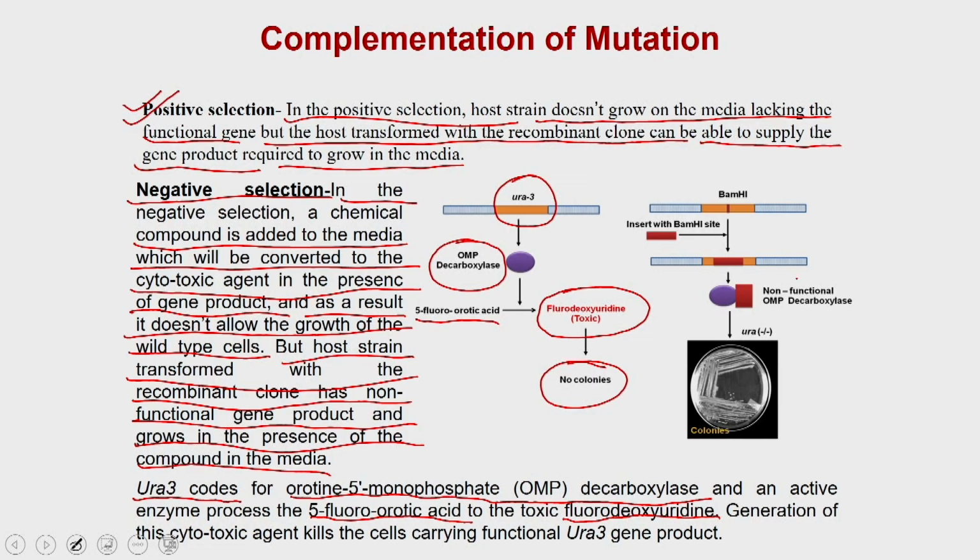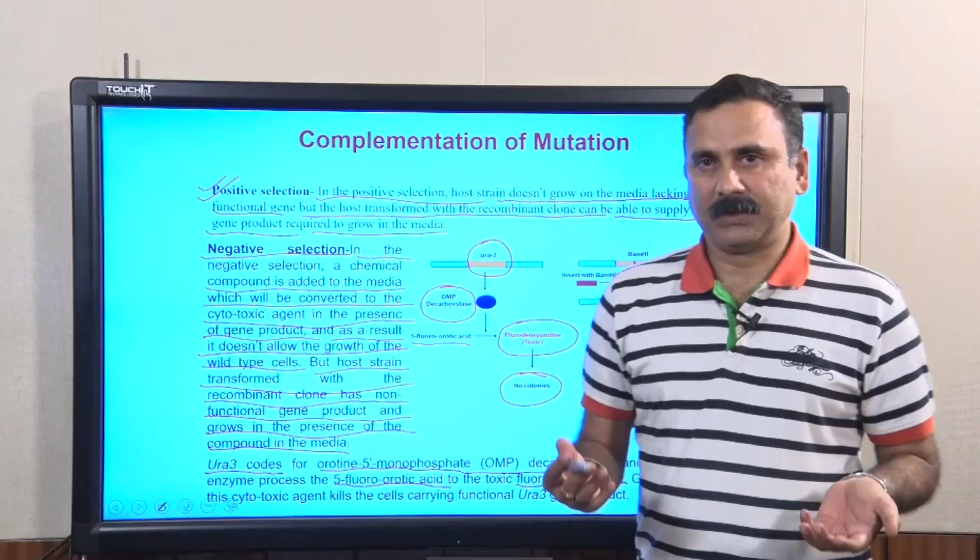So, it will not allow the host to grow. But if you clone your insert within the URA3 gene, you are going to produce a non-functional OMP decarboxylase. In the absence of functional OMP decarboxylase, the 5-fluoroorotic acid will not get converted into fluorodeoxyuridine, which means the compound will not exert its toxic effect, and as a result you are going to see colonies on the plate. So, this is called negative selection.